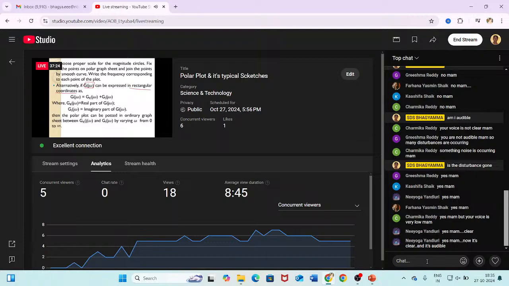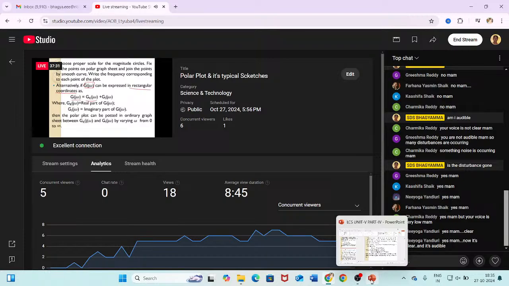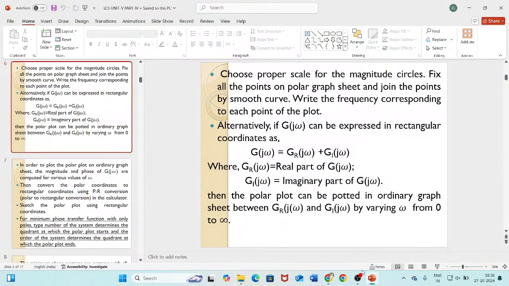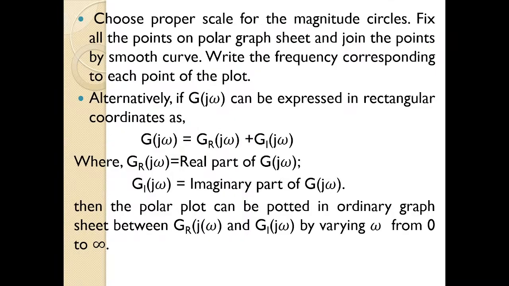If you have any disturbance, please mention it in the chat box. Okay, I will continue. I am checking again and again, once in a while, whether the slide is moving or the screen has frozen, because I want this class to run smoothly. That's my main aim.